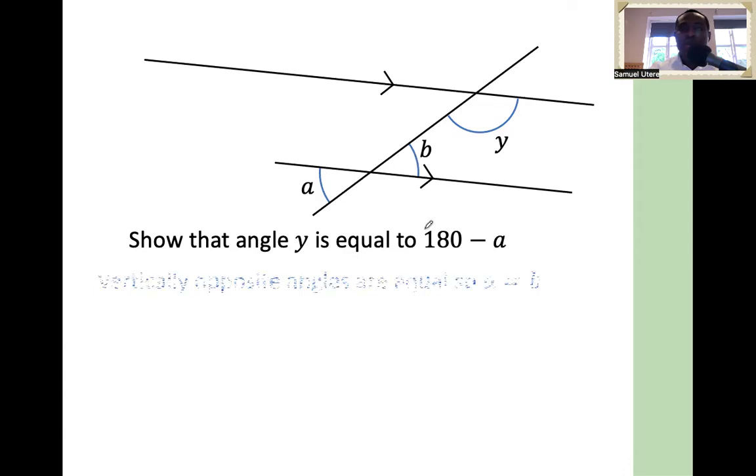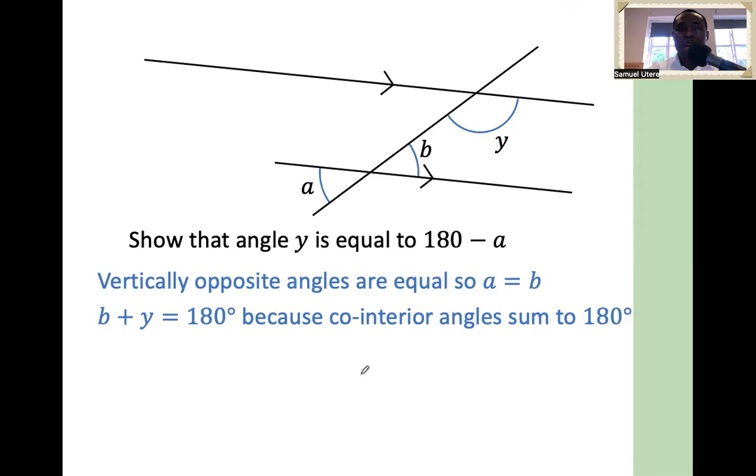Now, remember what we learned about co-interior angles. Co-interior angles will sum to 180 degrees. So this could have been written as A. So it means A add Y is equal to 180 degrees. Now, to get Y, we can subtract A from both sides. Remember your equation solving skill, and that will give us this expression.